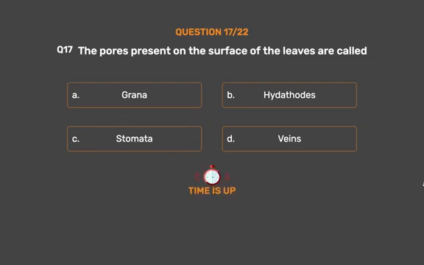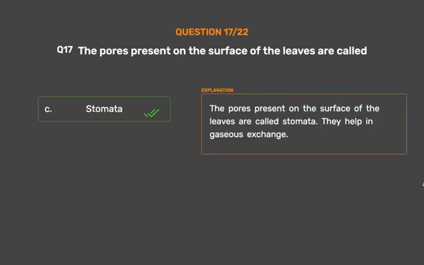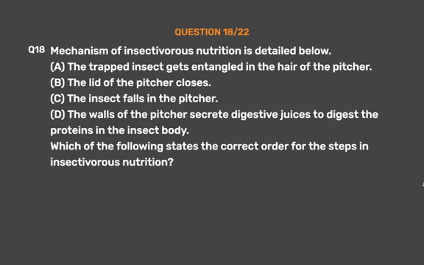The correct answer is Option C. Stomata. The pores present on the surface of the leaves are called stomata. They help in gaseous exchange. Question number 18. Mechanism of insectivorous nutrition is detailed below.